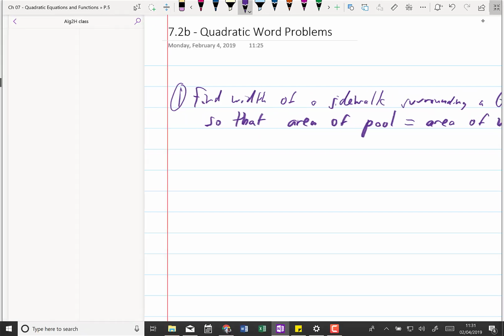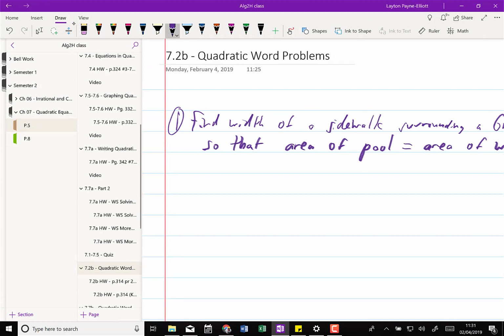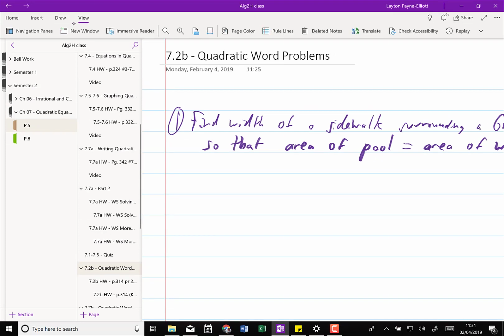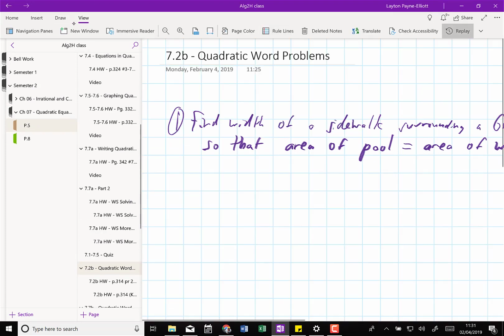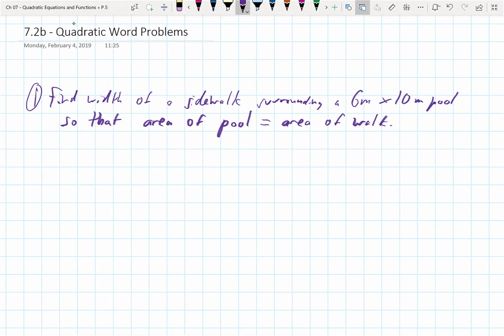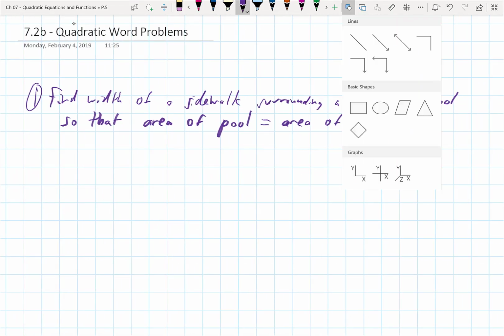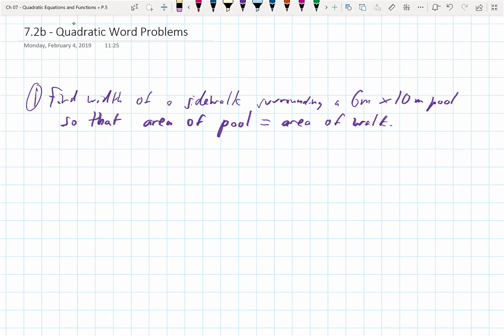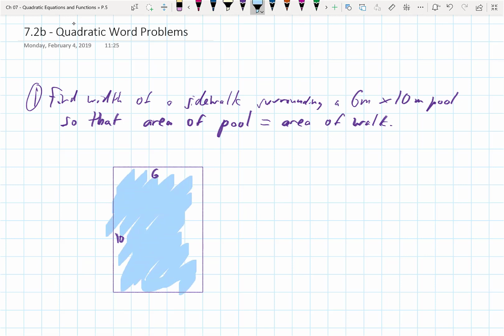I'm going to switch to graph paper here so that I can sketch this a little bit easier. You are welcome to do the same if you want to have an easier sense of how this looks and the kind of gridding that would be done out. So I'm going to draw this as a 6 by 10. Well, not quite 6 by 10 on the grid, but we're going to call this 6 by 10. That's the pool, so we'll shade that blue to represent the water.